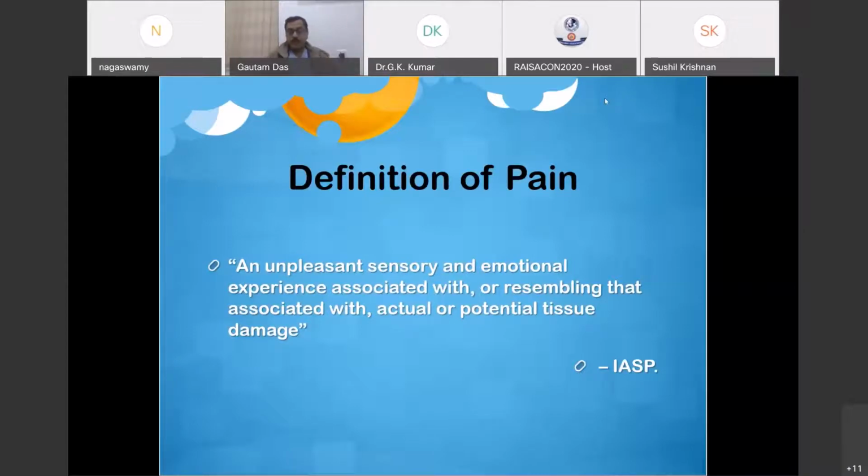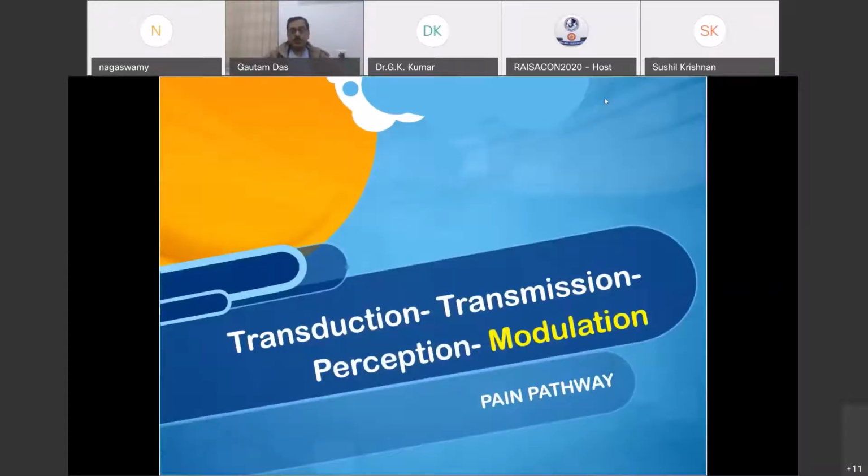So now, the main area we will be discussing today is your pain pathway. And the pain pathway has classically been divided into 4 areas: one is transduction, second is transmission, third is perception, and fourth is modulation. We'll be discussing all these 4 important areas one by one.